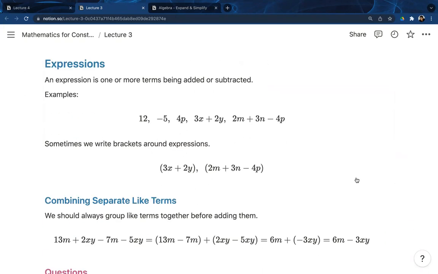We talked about expressions. Every term is an expression, but not all expressions are terms. Like 12 is a term and an expression, but 3x plus 2y is an expression. That's not a term. That's two terms, the sum of two terms.